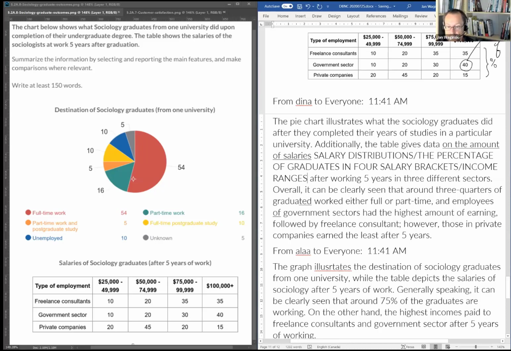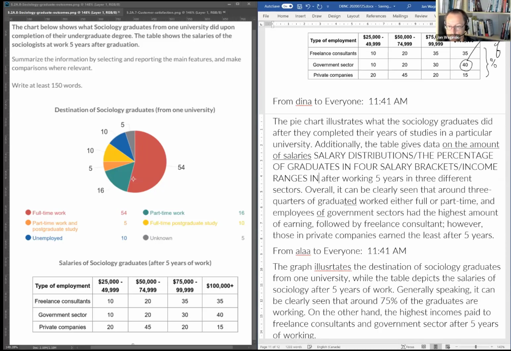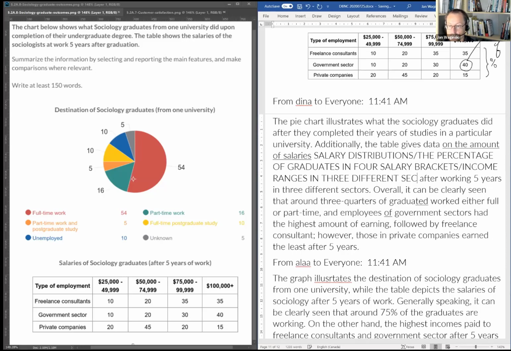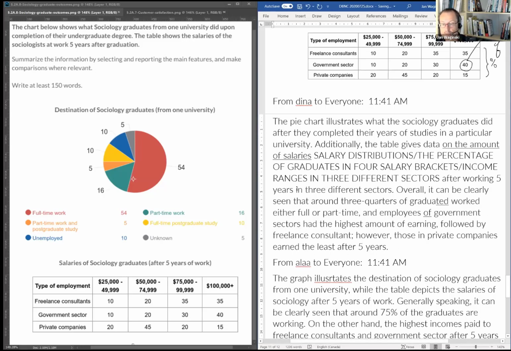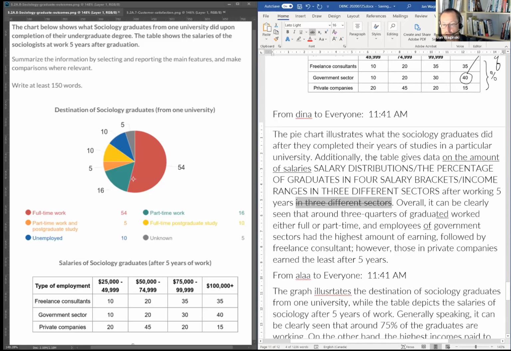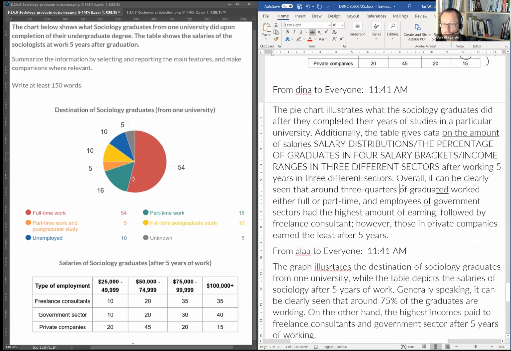The sectors need to be here. After working 5 years. Because it sounds like after working 5 years in 3 different sectors, after they've worked in all 3 sectors. Right, so there's some ambiguity there. We're going to move it. So this would be called a misplaced modifier. Salary distributions in 3 different sectors after working 5 years.